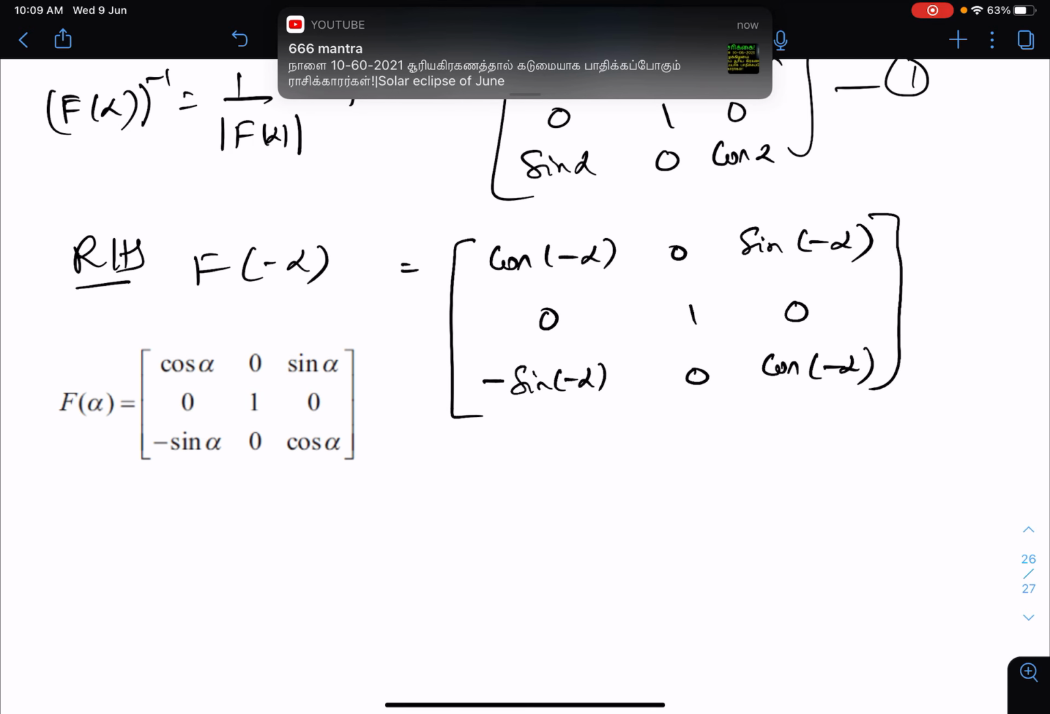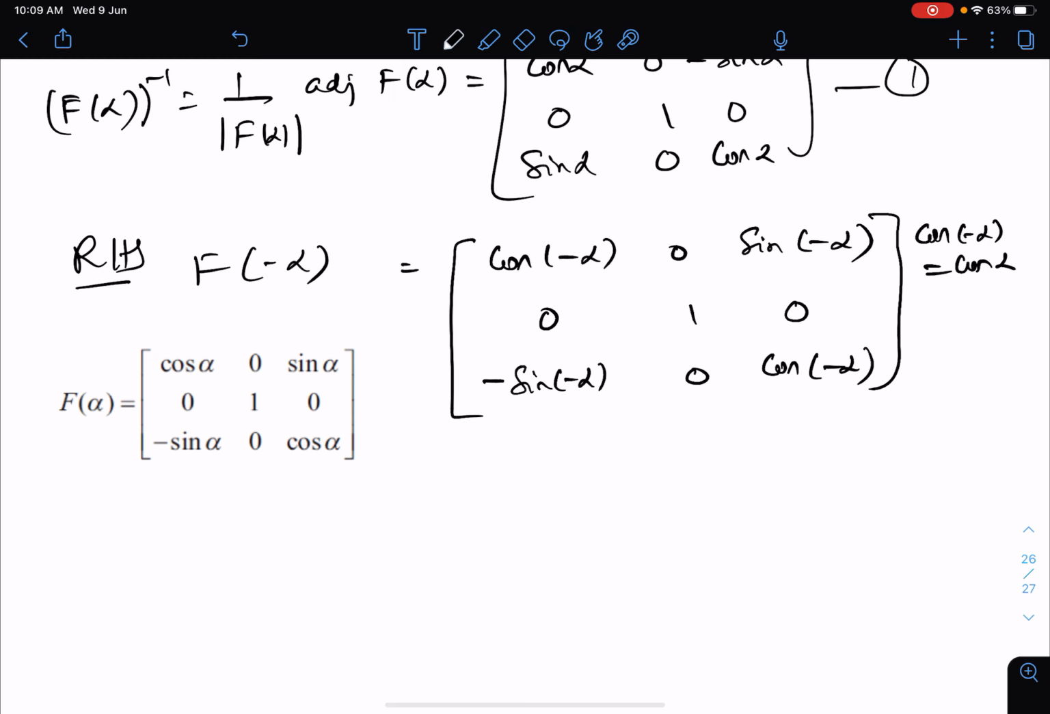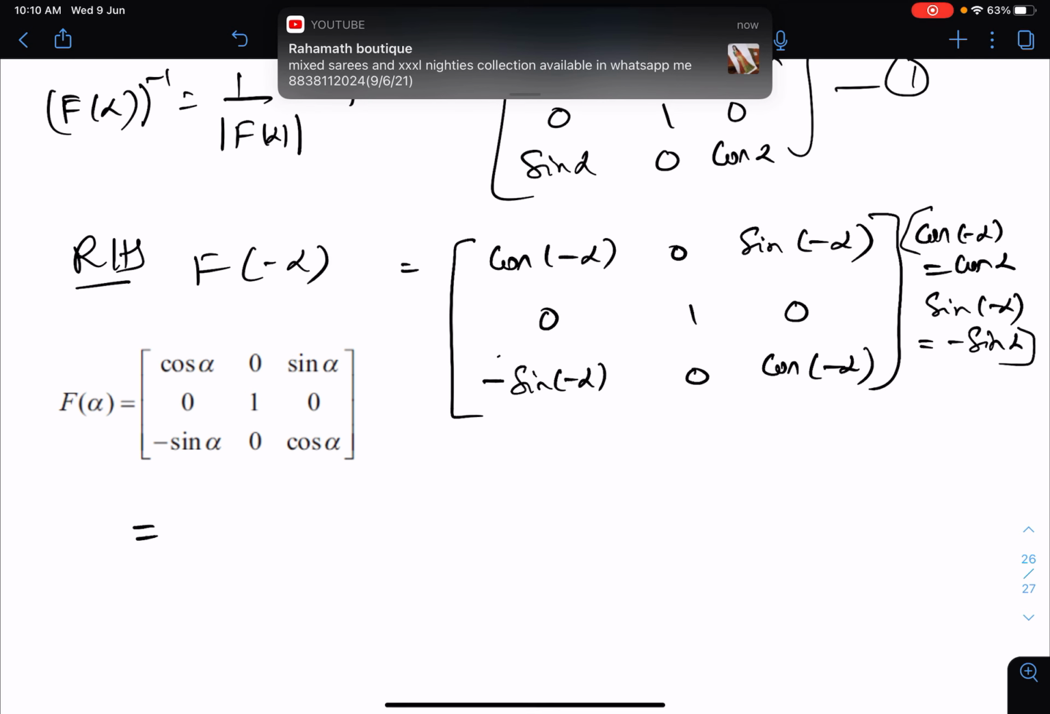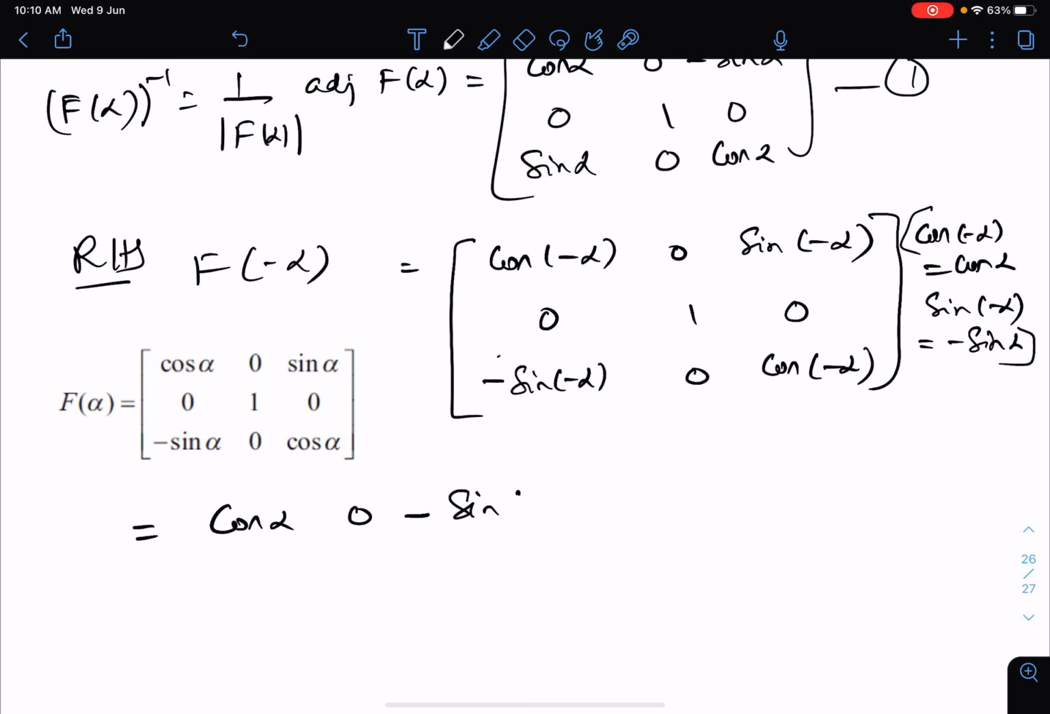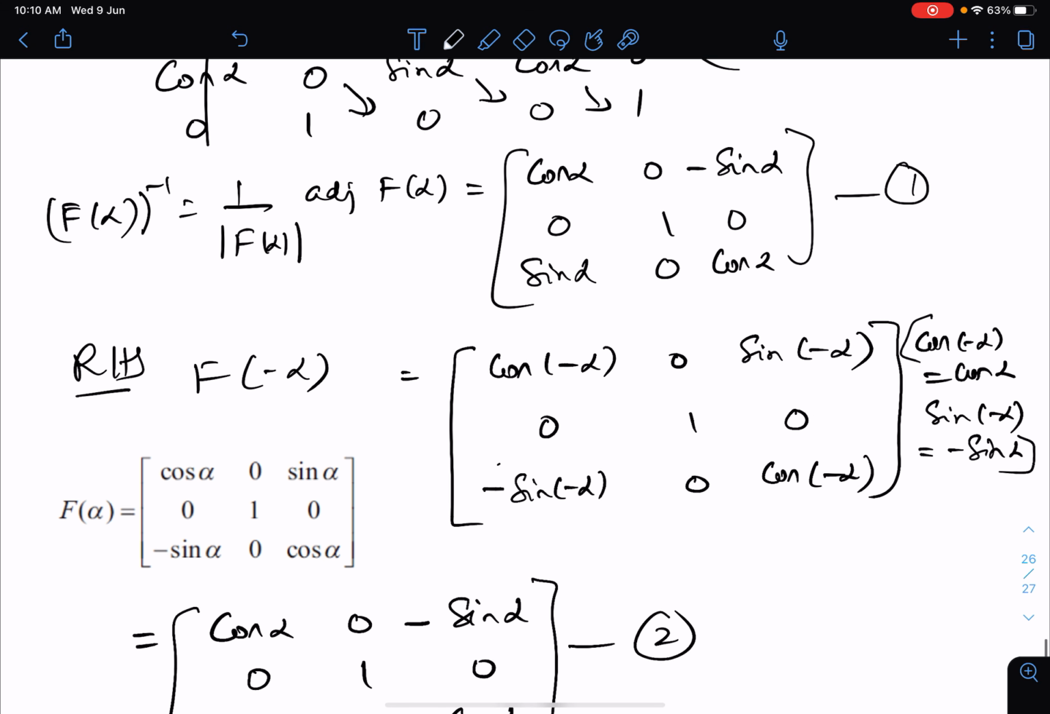Now according to our trigonometry, we know that cos of minus alpha equal to cos alpha, sine of minus alpha equal to minus sine alpha. So you are going to use this inside this matrix. This minus will become plus. For sine, this minus will come out, so minus into minus gives plus, and this minus will become plus. So first row is going to be cos alpha 0 minus sine alpha, and the second row, no change. Third row is going to be sine alpha 0 cos alpha. This is going to be our 2. So 1 and 2 are the same.